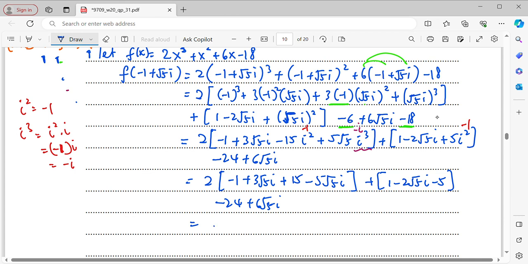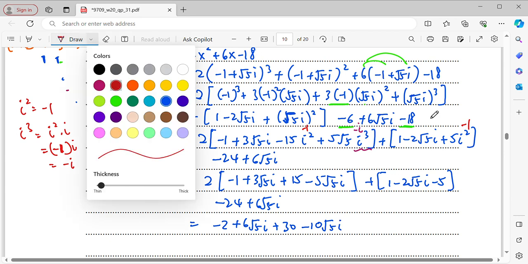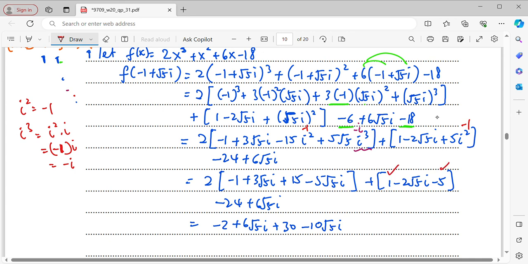So 2 times minus 1 you get minus 2. 2 times 3 root 5i, plus 6 root 5i. 2 times 15 it will be 30. Then 2 times negative 5 root 5i, minus 10 root 5i. Okay, then now I will simplify 1 and minus 5. This will be minus 4. So I will write minus 4 minus 2 root 5i. Then minus 24 plus 6 root 5i.